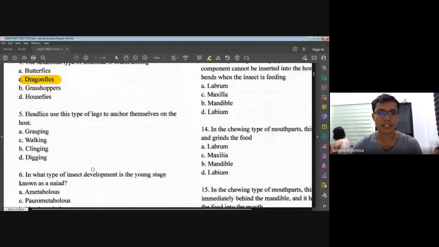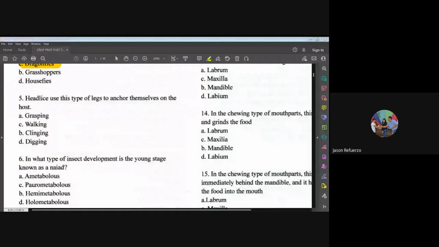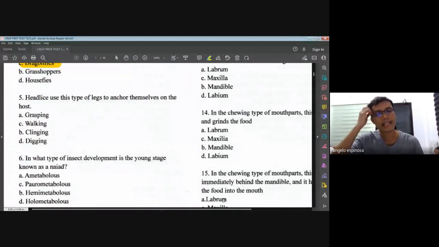Number five. Head lice use this type of legs to anchor themselves on the host. Pag sinabing anchor, parang kumabit, ganon. The correct answer is letter B. It's clinging. Okay, that is for head lice or kuto.